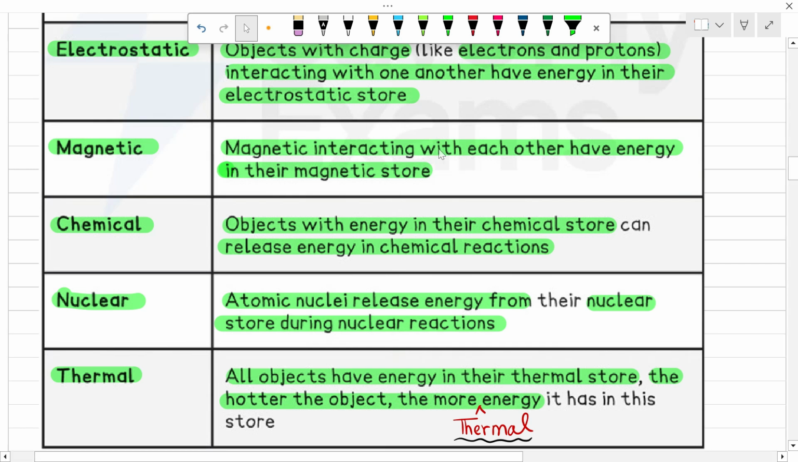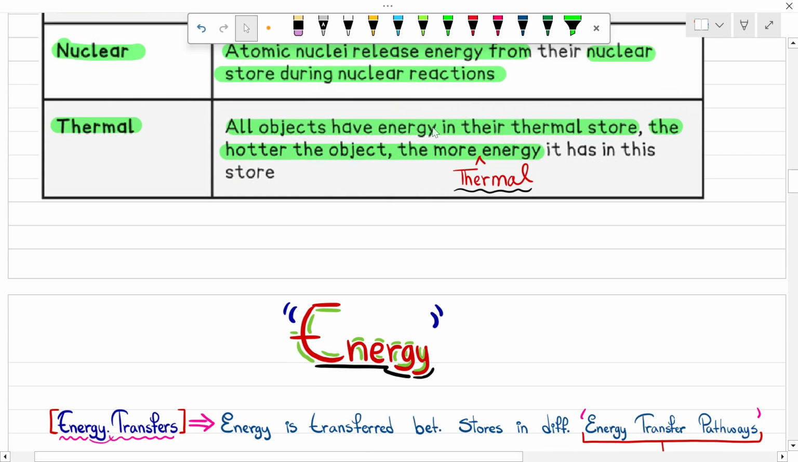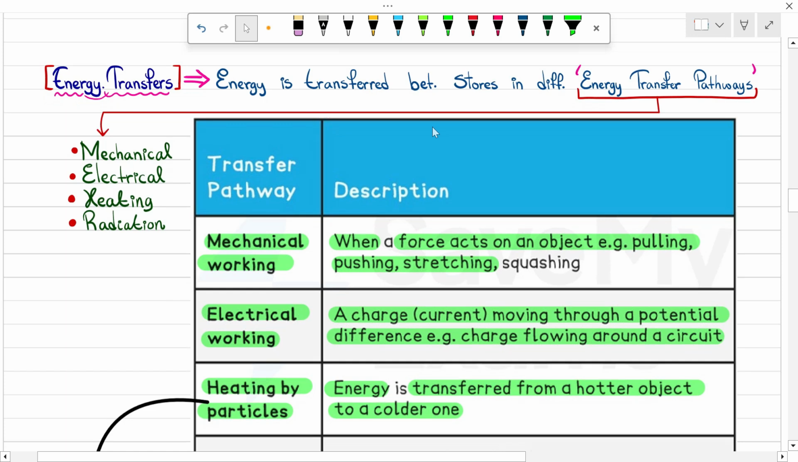In our syllabus, the most important ones are the kinetic and the gravitational potential energy store, because we're going to be doing calculations and etc. regarding those. As for the other energies, just memorize them, but they're not so important for our syllabus. So those are the energy stores, different types of energy stores in different objects.